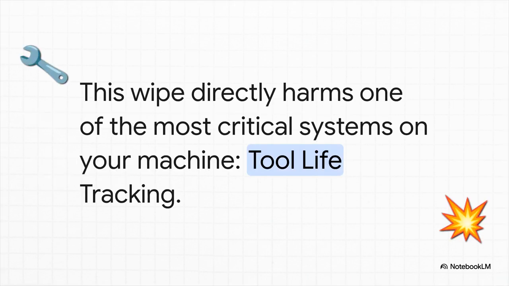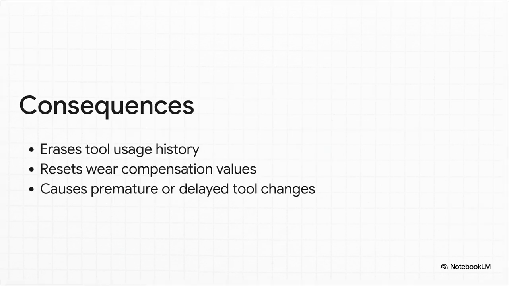So where does this cause the most damage? Well, for most shops, the biggest headache by far is tool life management. I mean, that's the system that's supposed to be the brain of your tooling operation, tracking every single cut. When that data gets erased every morning, your tool management system is basically flying blind. It has no idea what happened yesterday. Your wear compensation values are back to 0. And this is what leads to absolute chaos. You end up throwing away perfectly good tools, which costs a ton of money. Or even worse, you run a tool way past its life, it breaks, and suddenly you're dealing with scrapped parts and a machine that's down.